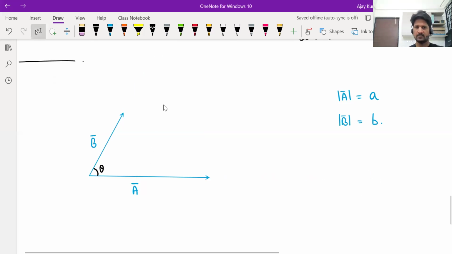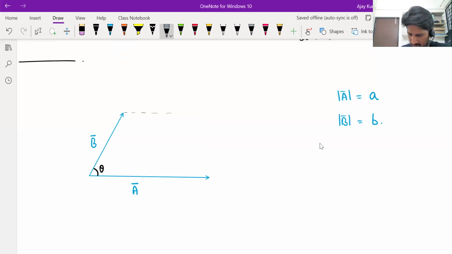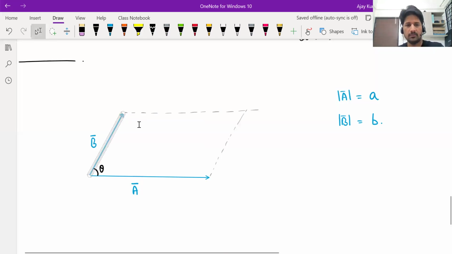Now, since their tails are at the same point, Pawan, tell me, which law should we use to draw their resultant when tails are at the same point? Sir, parallelogram law should be used. Correct. Let us do that. Complete the parallelogram. This will be the third side, and somewhat like this will be the fourth side. For the fourth side, I can copy paste B, and for the third side, I could have copy pasted A. This will make it look more accurate.